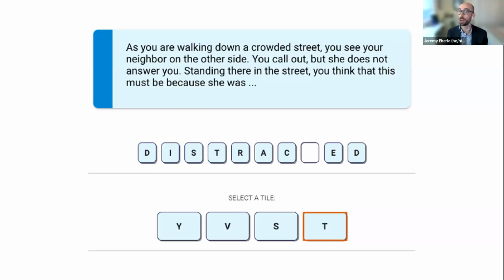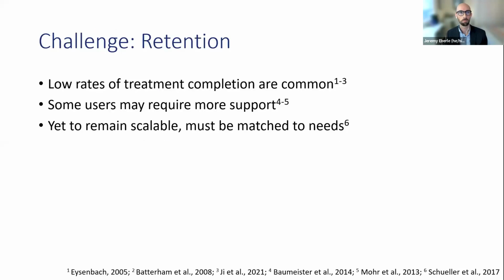What we do is we promote a positive resolution to this ambiguous situation by giving a word fragment for the word distracted. And so participants fill in the word fragment by selecting one of these tiles below. They select T as the correct answer to this scenario. And so by giving participants dozens of these scenarios, we hope to train a positive contingency so that rather than expecting a negative outcome, they can see that there might be a positive resolution.